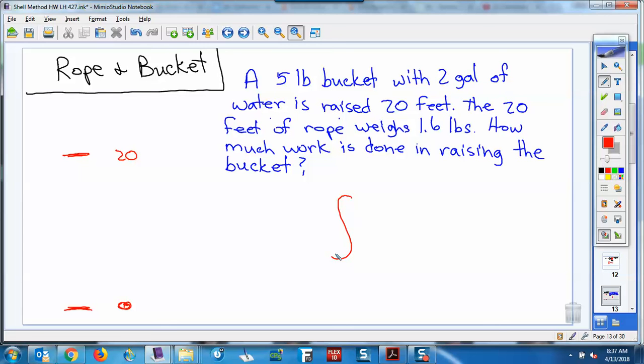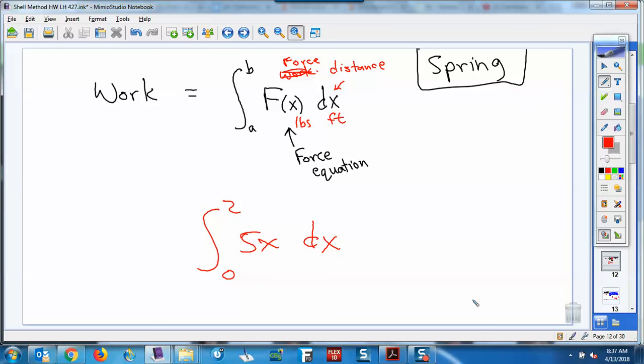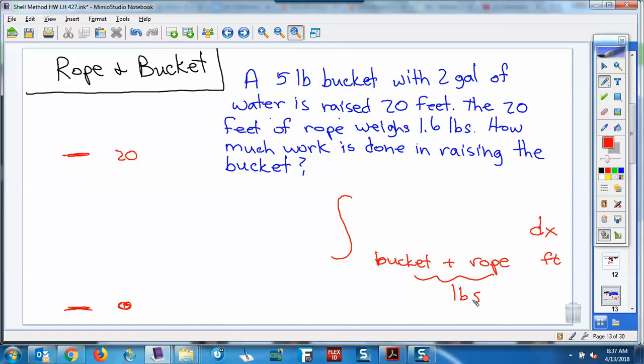Two things of, well, actually a force that we want to add up. So we want to have the bucket, that's the easier part, plus the rope. And then our dx part is going to be our feet. So we want this to be pounds. So very much like this equation was, we want an equation for pounds in here, and the dx will be our feet. So again, same thing with our variable force.